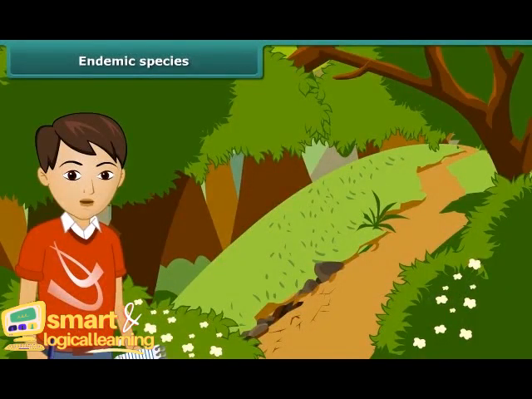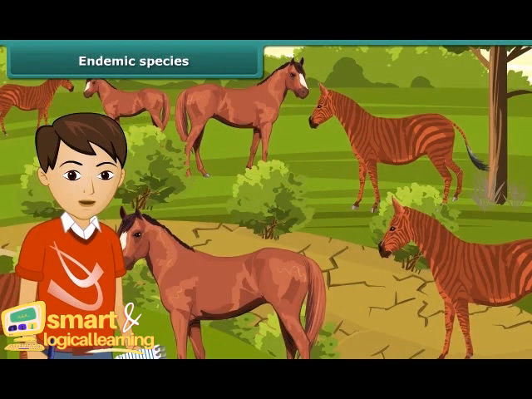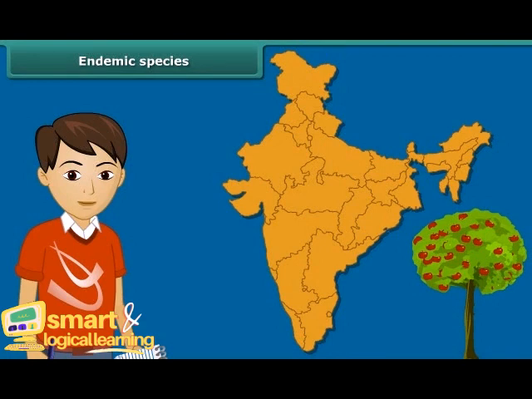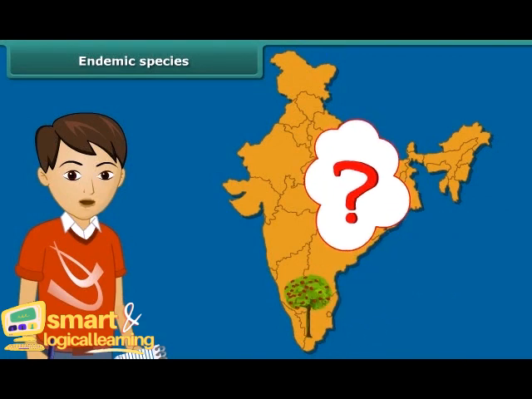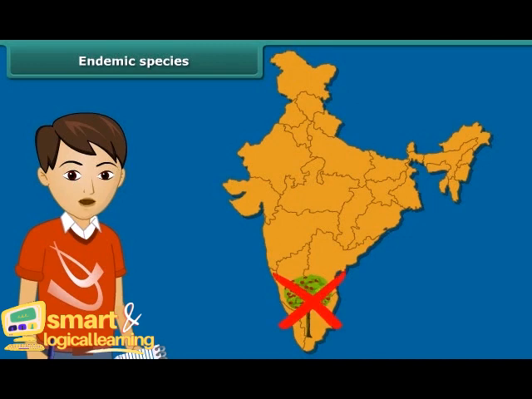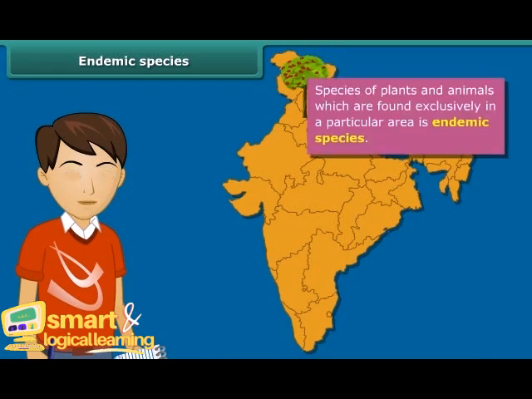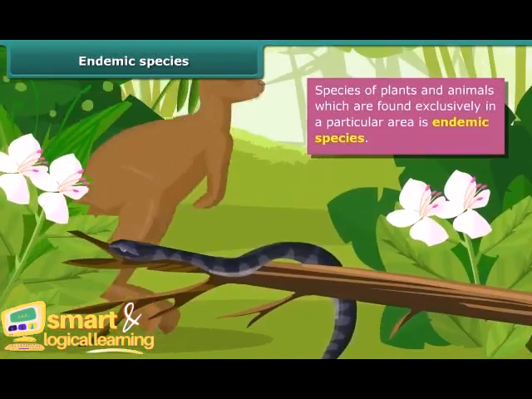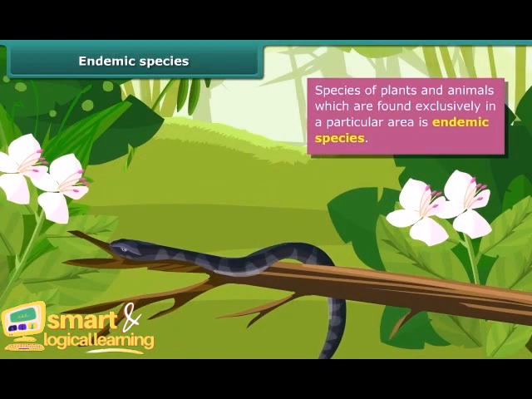Now let us learn about the endemic species. For you to know, a species is a group of populations which are capable of interbreeding. Members of a species have common characteristics. Let me ask you a simple question. Do you find an apple tree growing in South India? No. Apple trees are usually found in the northern parts of India. Thus, species of plants and animals which are found exclusively in a particular area are called endemic species. They are not found anywhere else. A particular type of animal or plant may be endemic to a zone, a state, or a country.